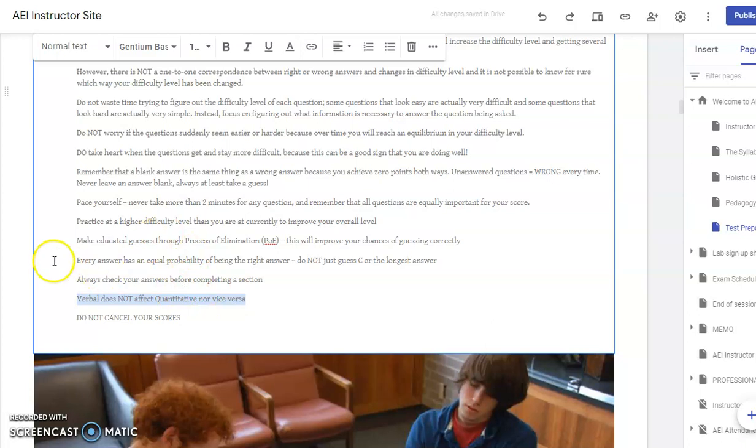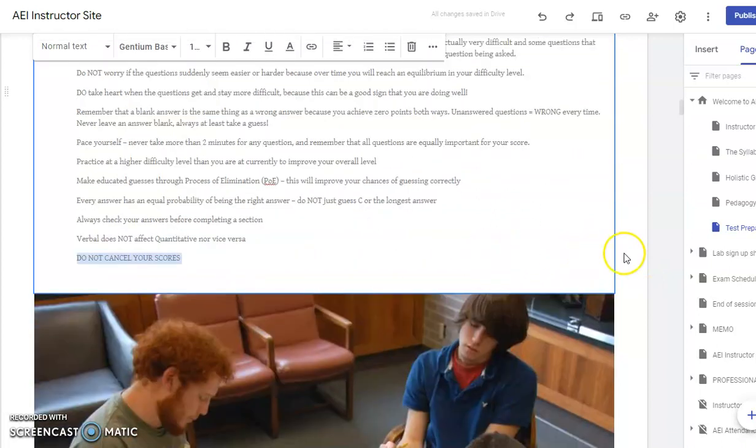I want to say before I close out, tell the students never to cancel their scores before they see them. This is because, number one, they paid a lot of money to take that test, and number two, they will never know if they did poorly or well if they just cancel it based on a bad feeling. So encourage the students to find out what their score was and not to cancel.